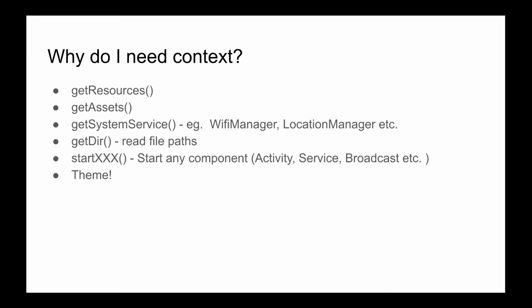Get resources: getting string resources, string colors, dimensions, and etc. Getting assets is getting files that we have stored. And system service is very important. Wi-Fi manager, location manager, these things are the Android system services. You just can't use this class Wi-Fi manager. You have to request the service using a context. So these kinds of things.